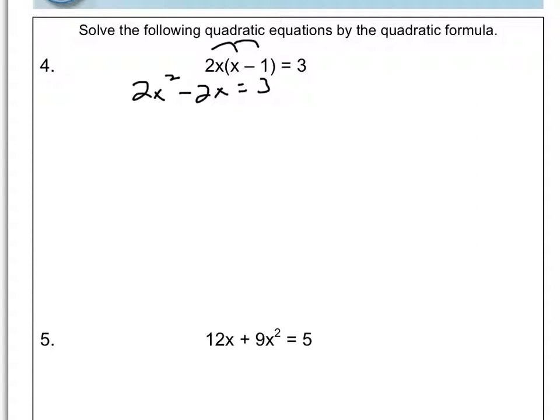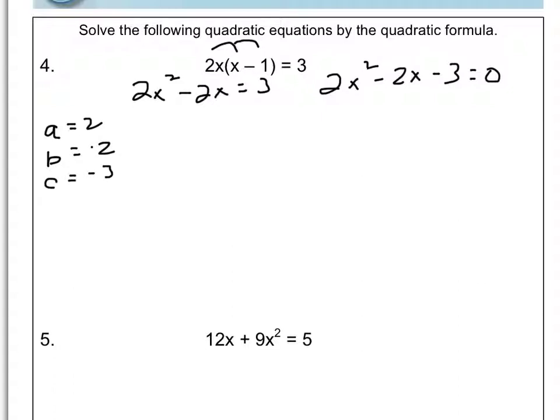And if I subtract 3 to get it equal to 0, I end up with 2x squared minus 2x minus 3 equals 0. Okay? So again, once I have that equal to 0, I can identify a is 2, b is -2, and c is -3. Okay, so I've identified those 3 terms. Now I can look at using the discriminant here.